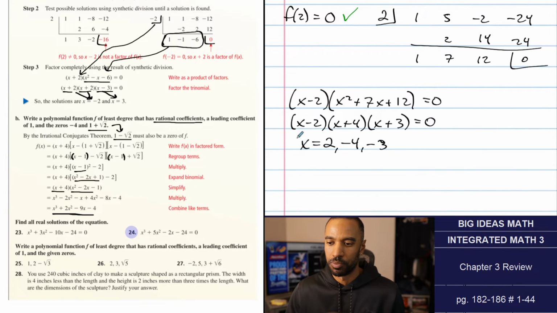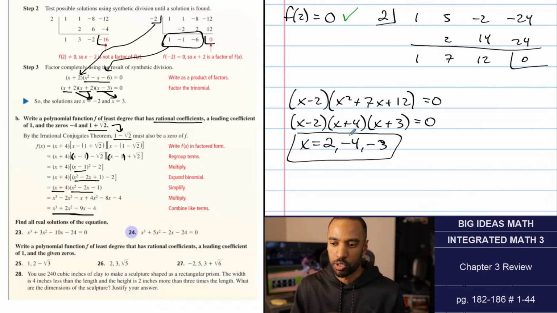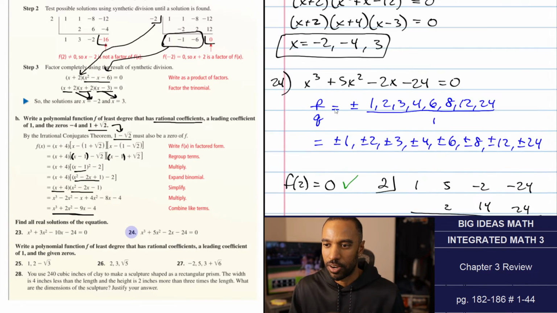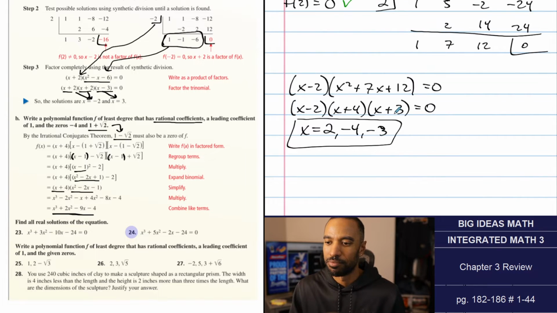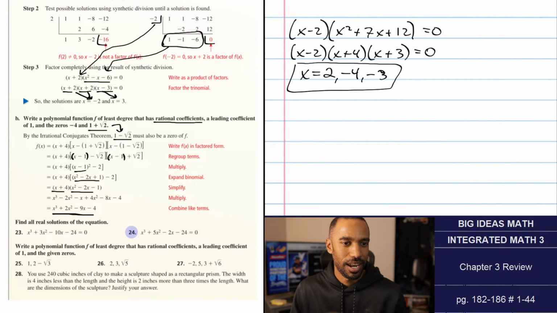Let's compare the two. Obviously, we needed to get numbers to multiply to negative 24 or what have you. And so very, very close. Negative 2, negative 4, 3. 2, negative 4, negative 3. I mean, very close to the same thing, but not quite.